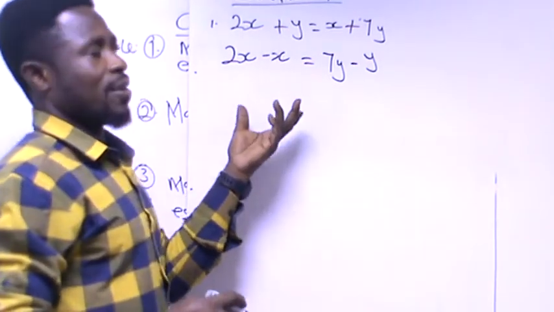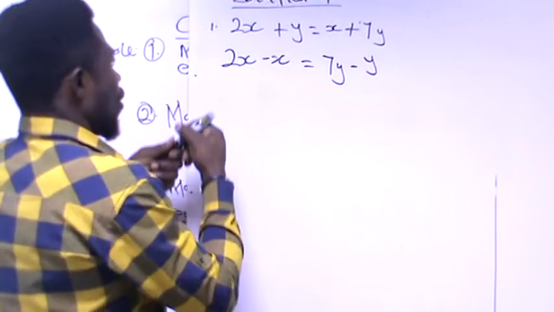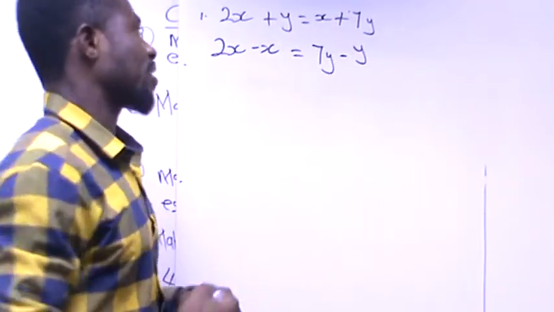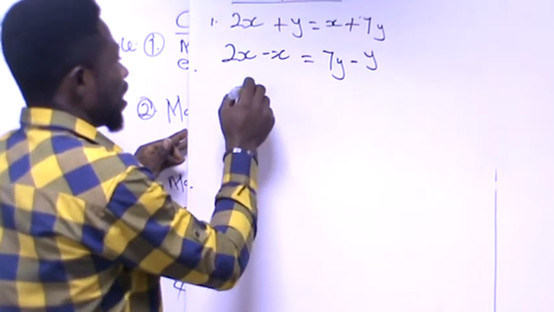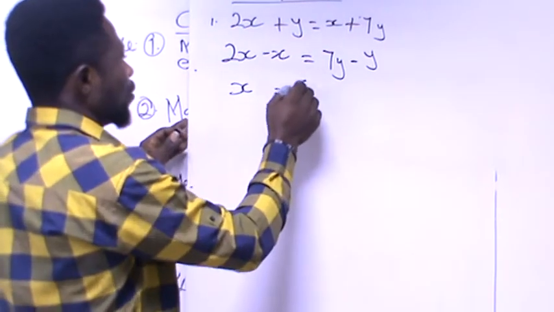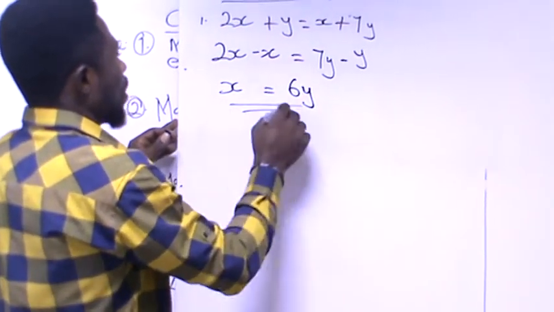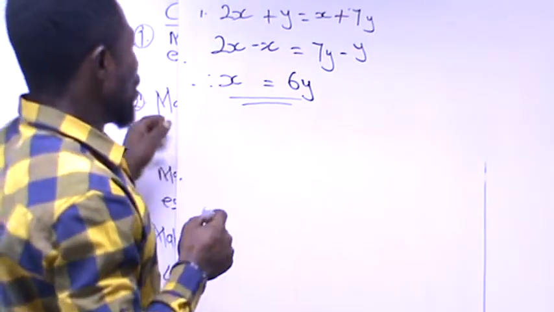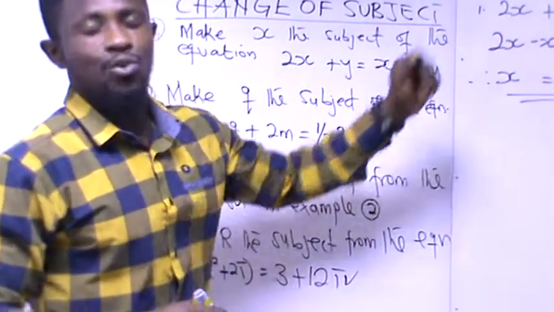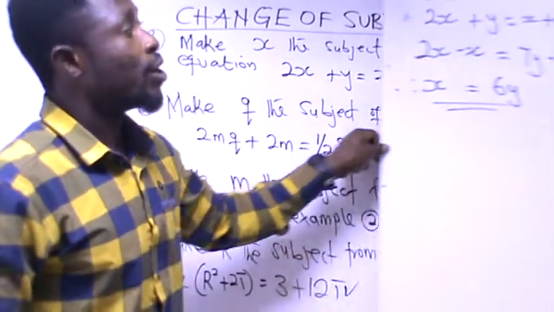When you get this, you have grouped like terms. We have all x on one side and those without x on the other side. So we have 2x minus x will give you x, equals 7y minus y will give you 6y. So that's for this first question. So make x the subject from this equation. This is how it will be.